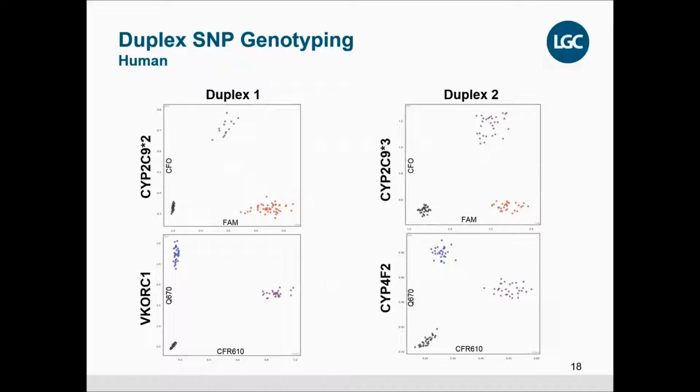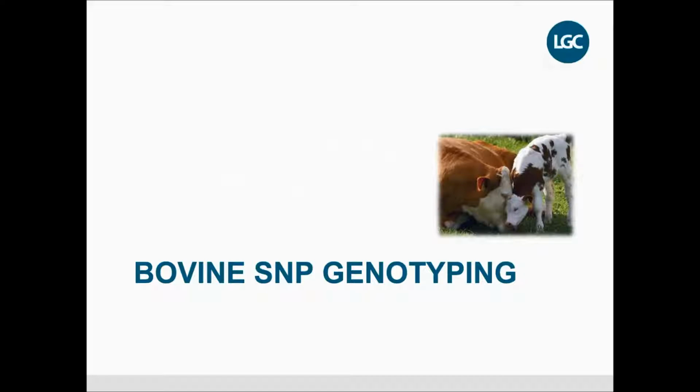The next slide is showing the same assays but in a duplex format. So this is running 2 SNP assays in a single well. And so I've broken it down by duplex 1, duplex 2. So for duplex 1, we're running the CYP2C9 star 2 and VKORC1 assays. So star 2 was run with the same probes as I showed previously, the CalFluor Orange and FAM. And the VKORC1 in this case used Quasar 670 and CalFluor Red 610.